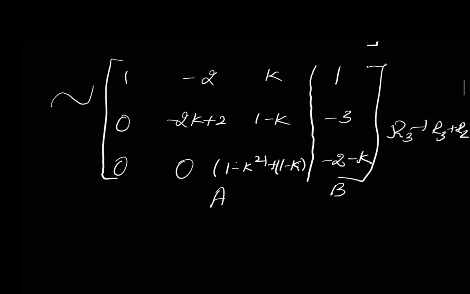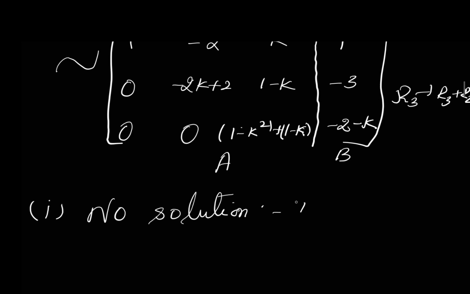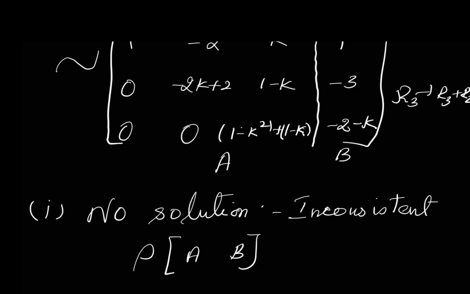That's all. Now we have to find the value of k so that the given conditions are satisfied. The first condition is no solution. The system has no solution. When the system has no solution, it is inconsistent. In the inconsistent case, the rank of the augmented matrix AB is not equal to the rank of A.